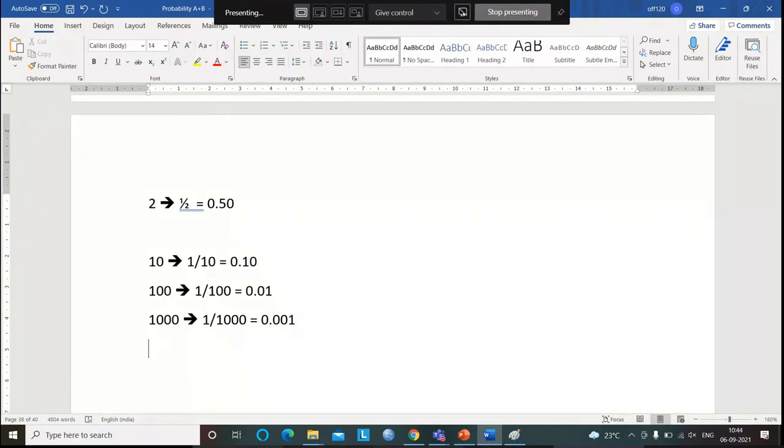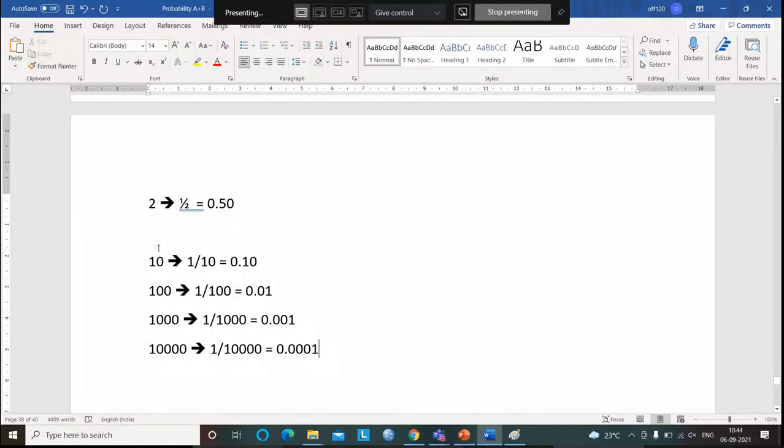That means 0.001. Similarly, if the number of students in the class is 10,000, then the probability of selection of each person is 1 by 10,000. That means it is 0.0001. Let's take an example of these values.